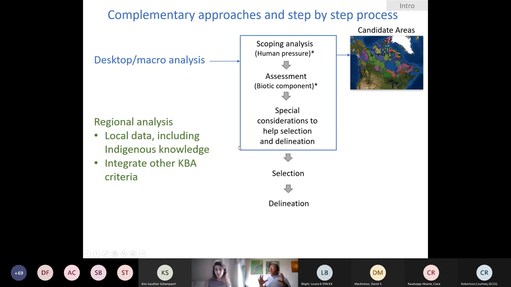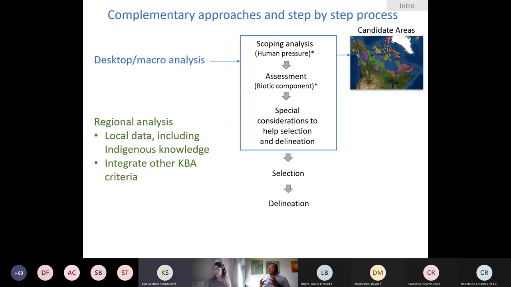So in the macro analysis, we try to tackle two of them. The first one is the scoping analysis, trying to use all the data sets that we have about human pressure, trying to identify those candidate areas. And the second one, the assessment, is more like a macro assessment, trying to include this biotic component.